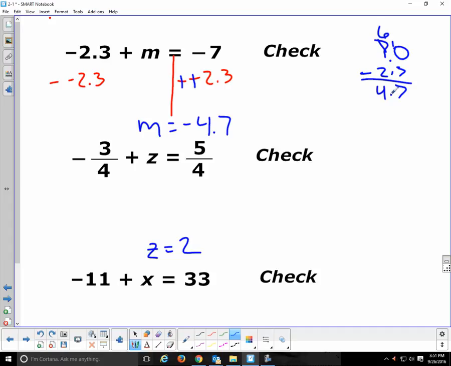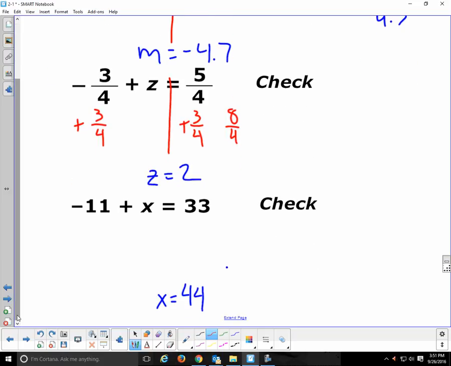For the next one here, I'm not going to do the inverse operation. I'm going to try and think a little bit more and do a little bit less work and say, I want this to be 0. How can I make that 0? Well, negative 3/4 plus 3/4, that would be 0. So I'm going to add 3/4 to both sides. Well, 5/4 plus 3/4 gives me 8/4. And 8/4, 8 divided by 4, is going to give me 2.